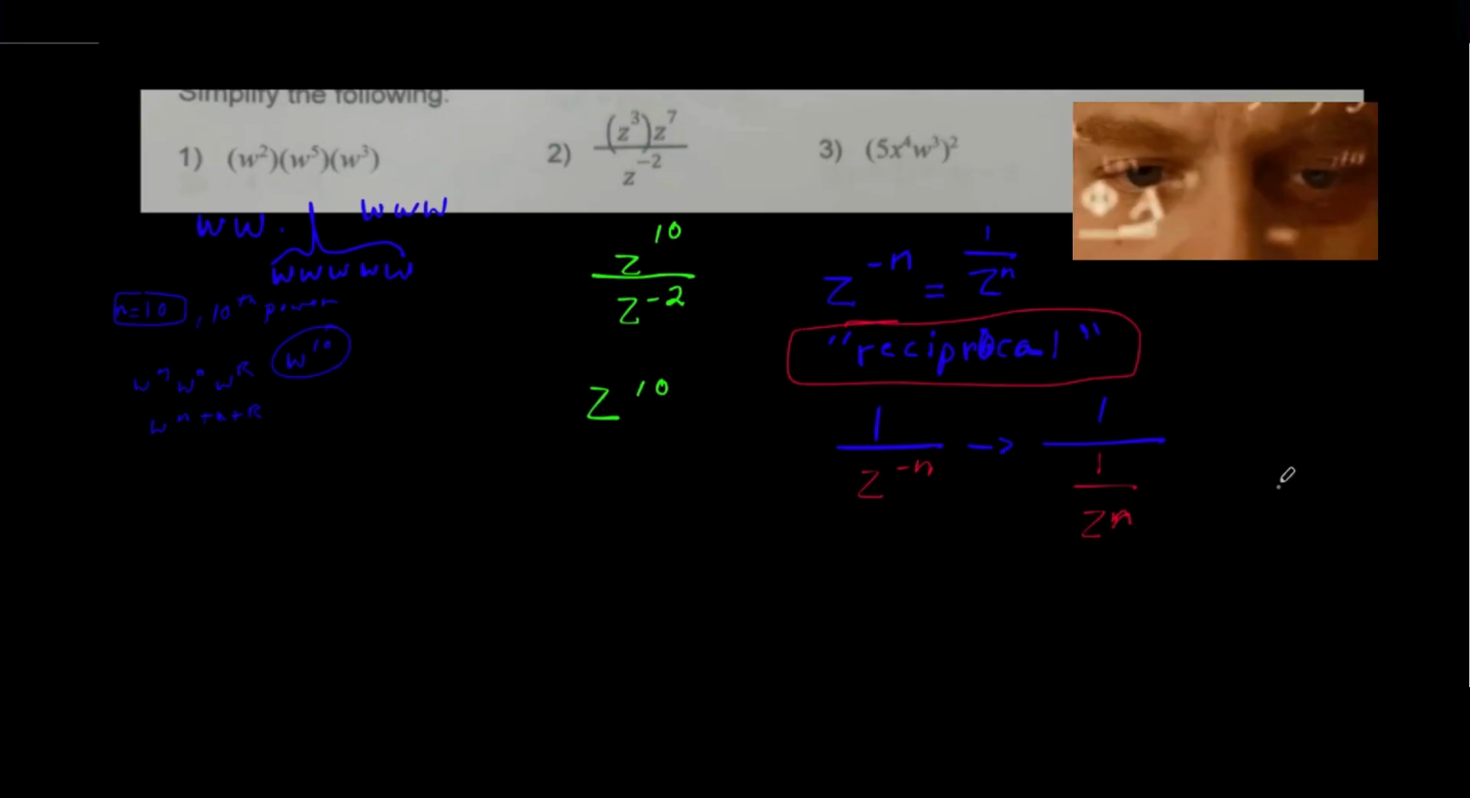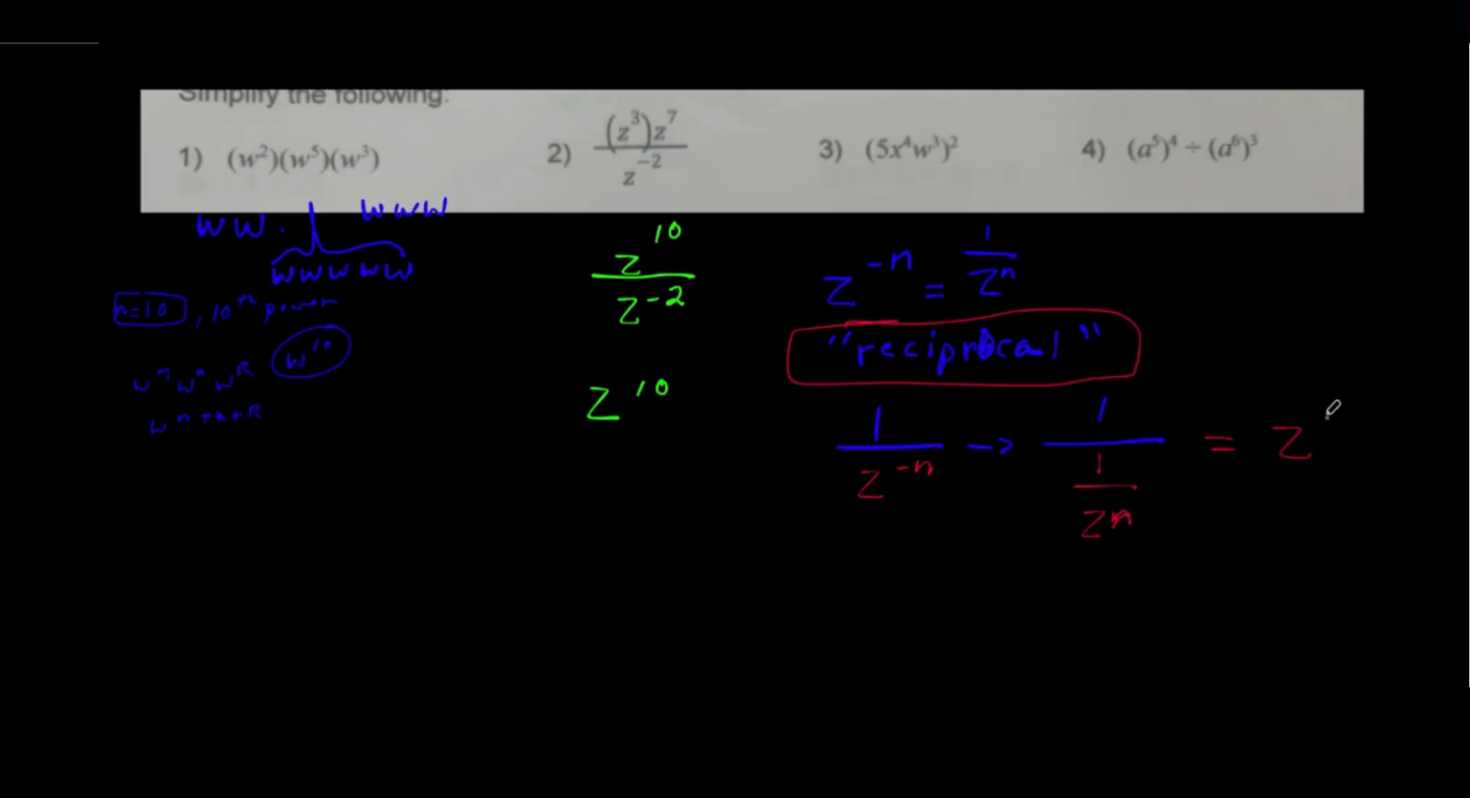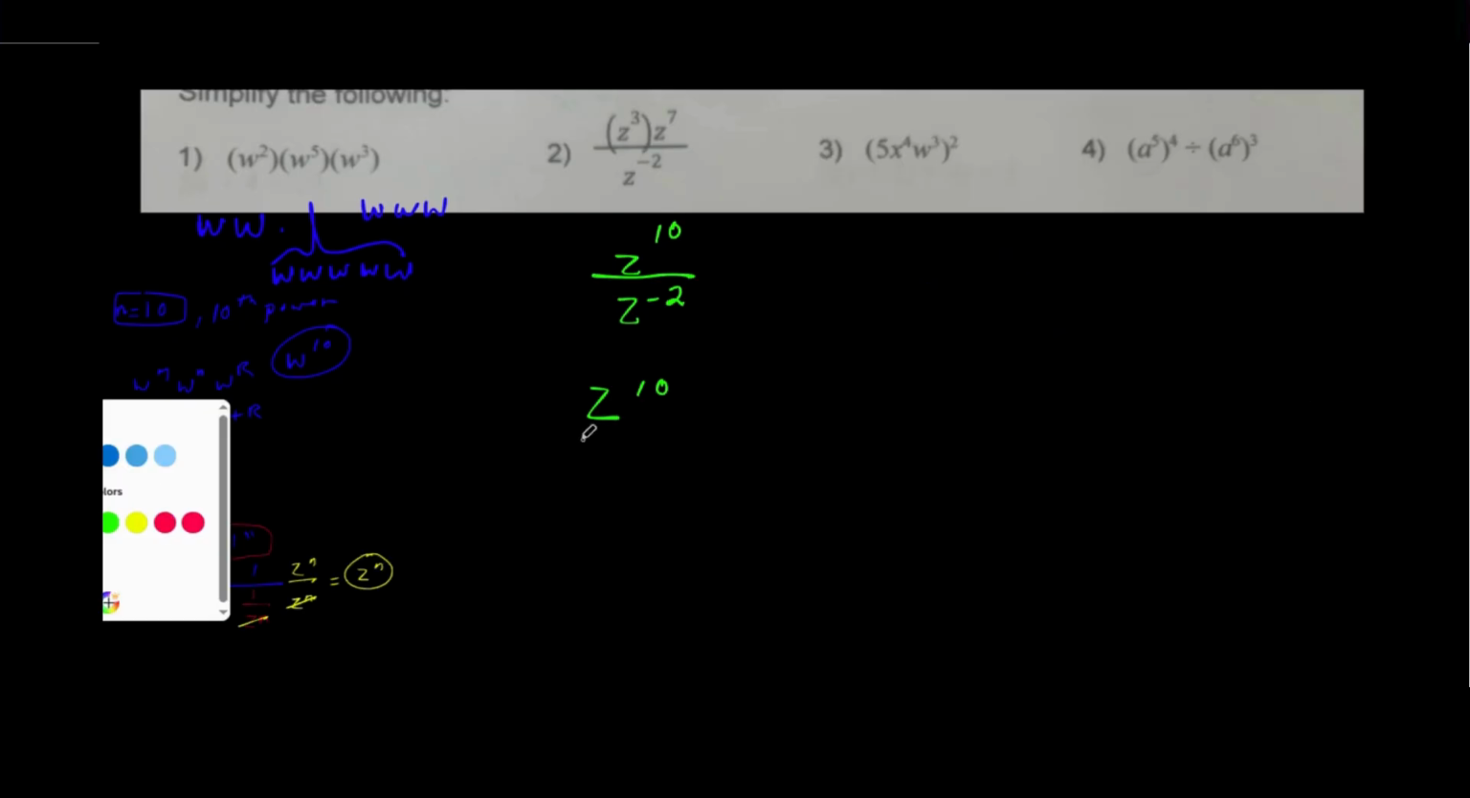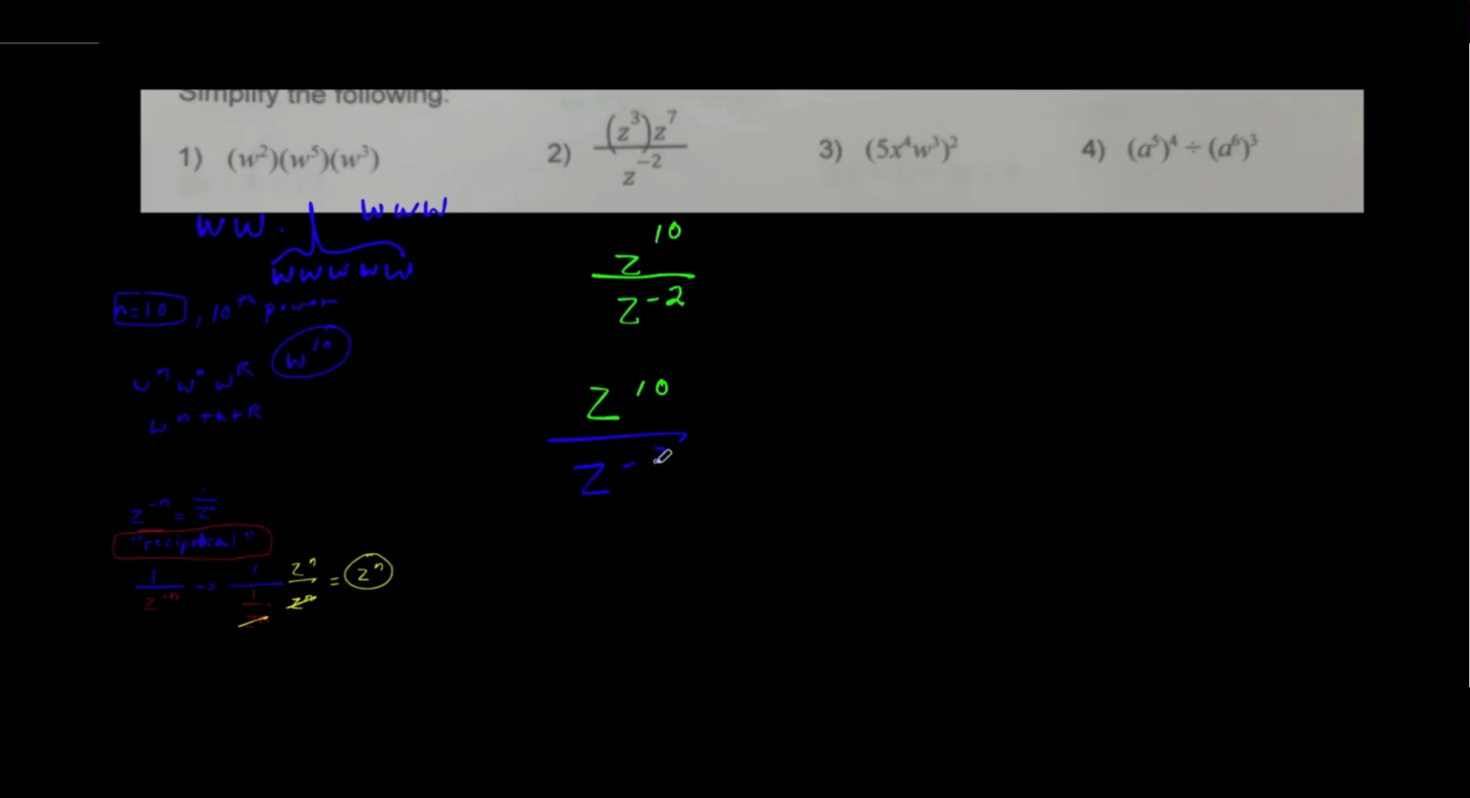So then what would your answer be here? You'd say it'd be equal to z to the n. So if I wanted to prove that, I would have to multiply top and bottom by z to the n instead of just using keep it, change it, flip it. That works too. But then that way you're kind of learning proper math here, right? So you got z to the 10 over z to the minus 2.